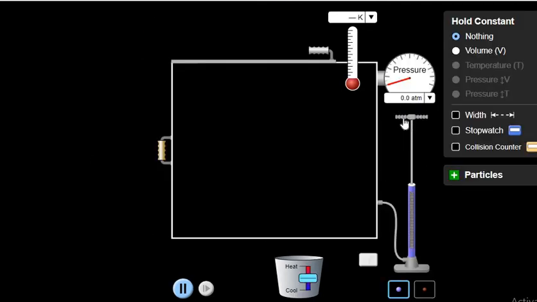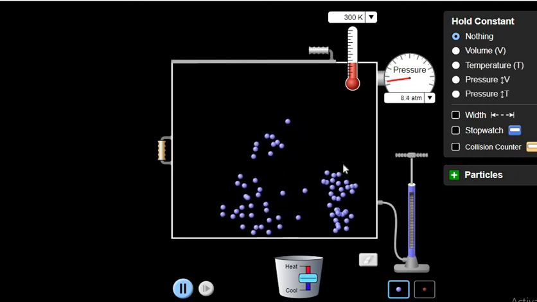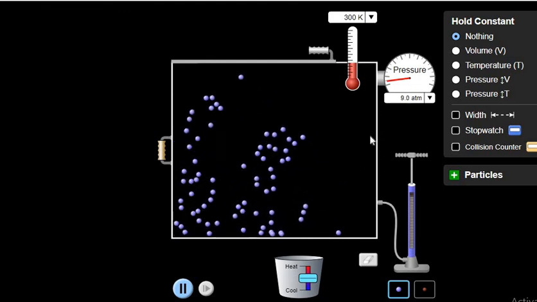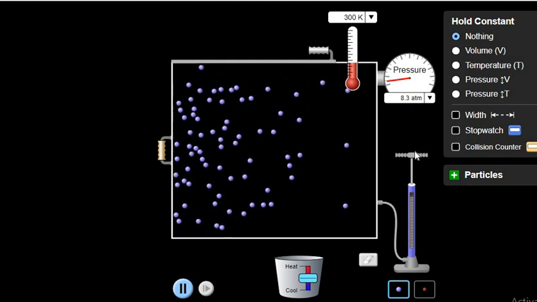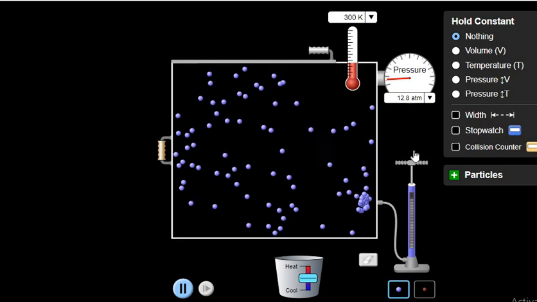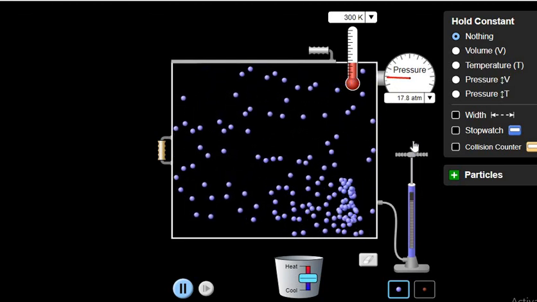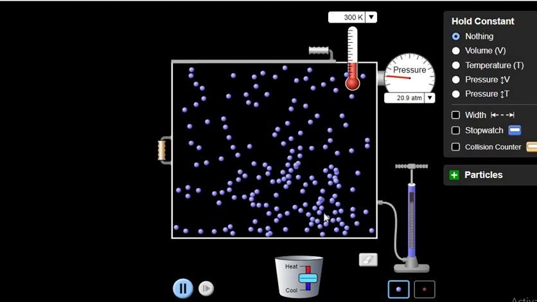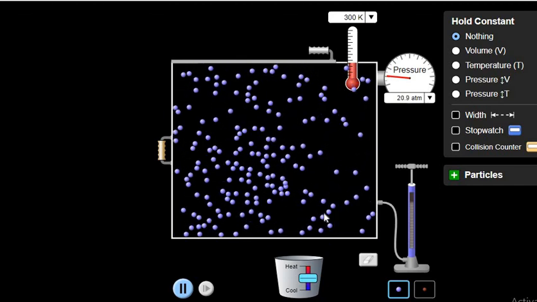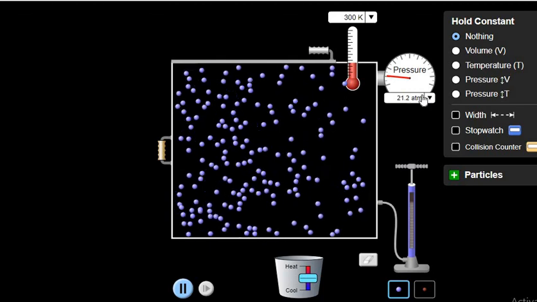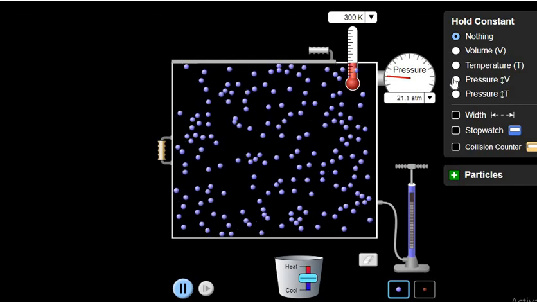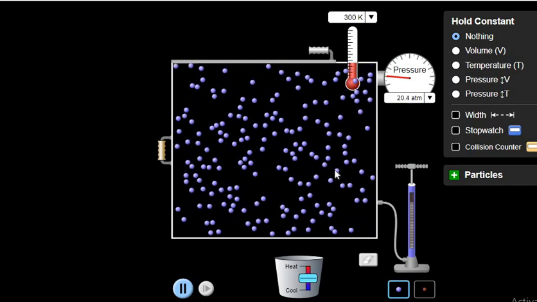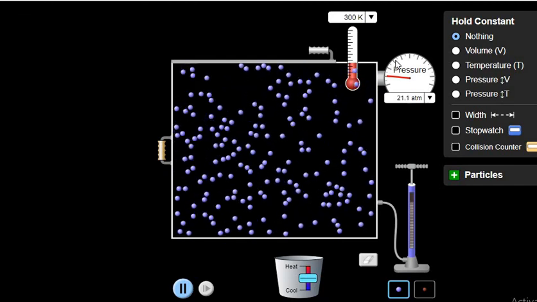I will add a particle first. Look at the pressure when I added a particle. Look, I added this amount of particles and I have about 8.6, just atmospheric. Look what happened to the pressure when I added more particles. The pressure increased. So the number of particles affects the pressure. If I change the number of particles, the pressure will change too.